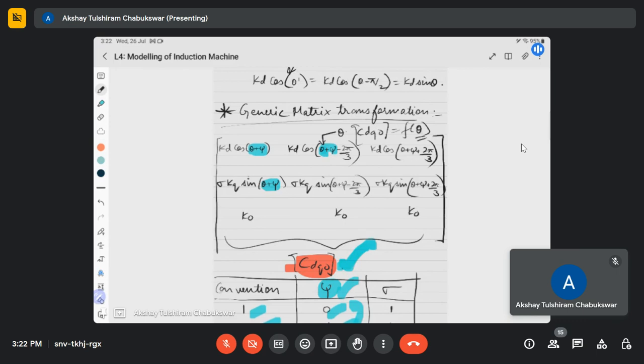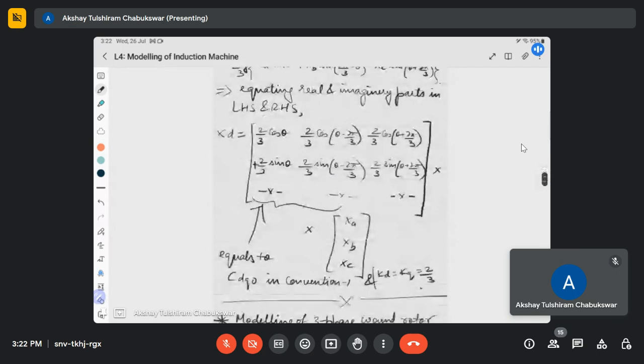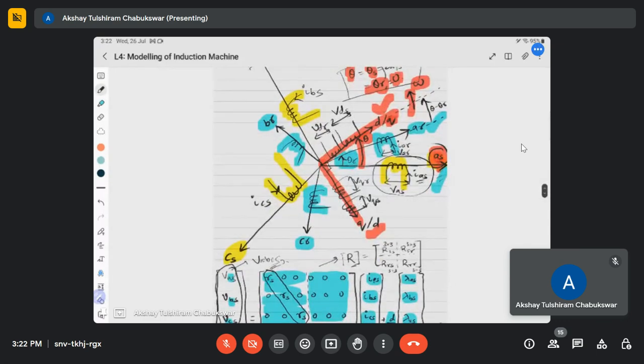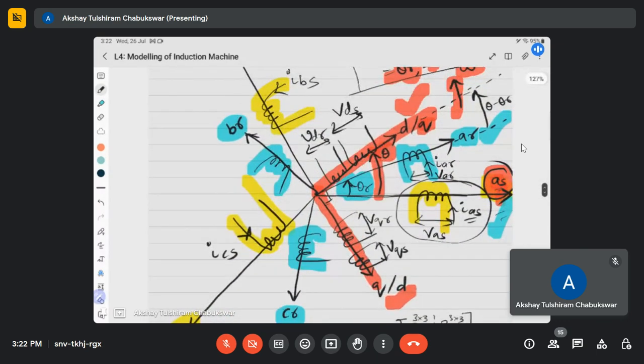Theta is the angle between the ABC axis and the required DQ reference frame. So for the stator quantities, what is the angle between the AS and D axis or AS and Q axis? It is theta. And what is the angle between AR and the D axis or AR and the Q axis? Let me show you. The angle between AR and DQ is nothing but theta minus theta R. This angle. Correct?